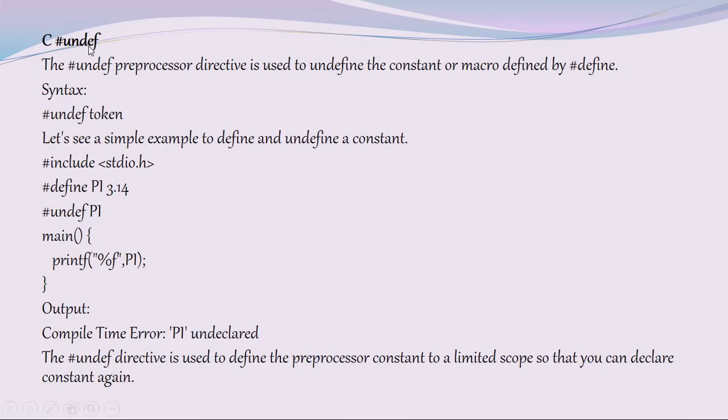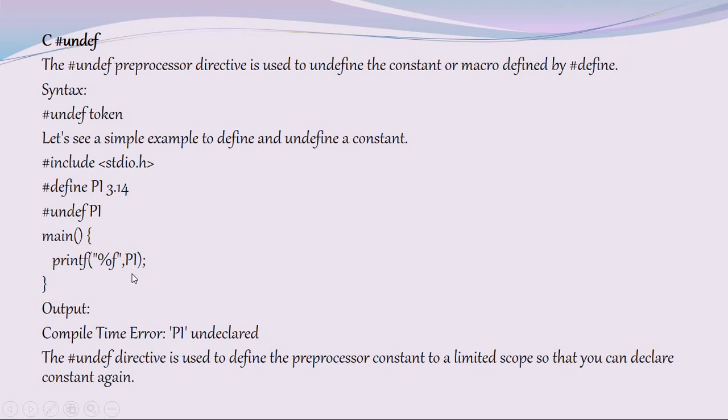Next, moving on to the #undef preprocessor. The #undef preprocessor directive is used for undefining a macro that has been previously defined by the #define preprocessor directive. See the sample code: #include <stdio.h>, #define PI 3.14, #undef PI. Now we are undefining PI by the #undef preprocessor directive.